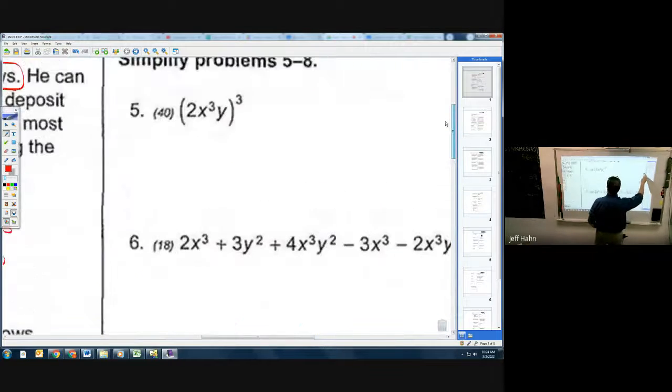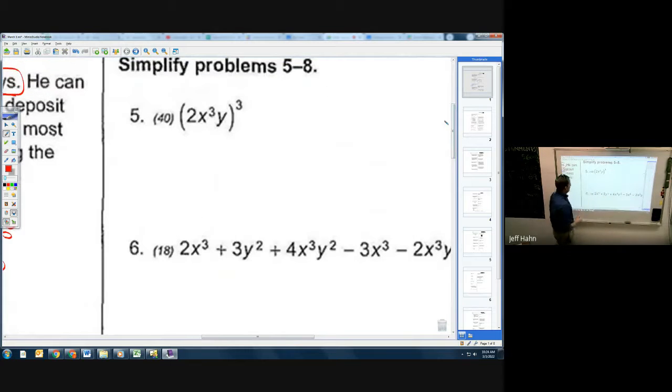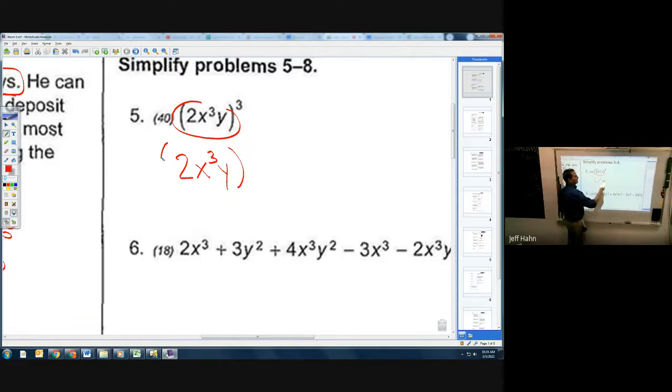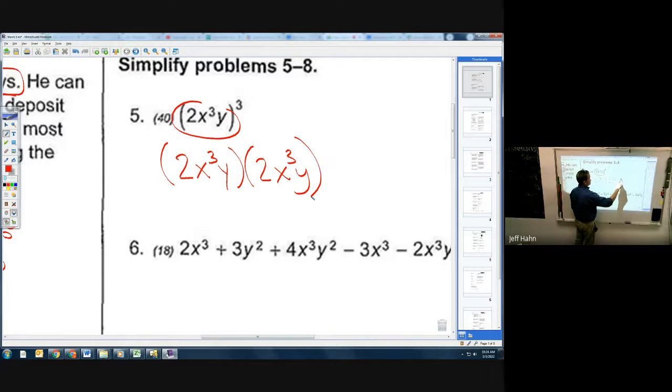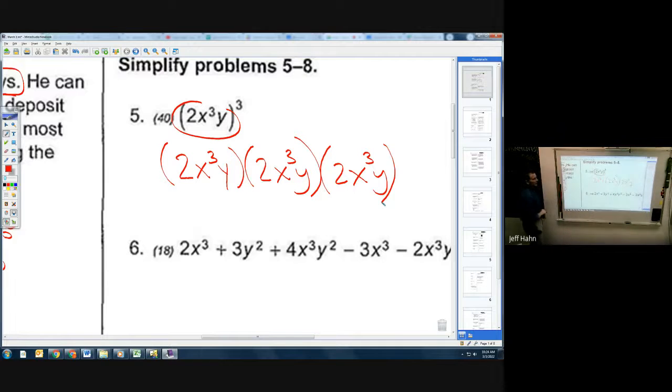Ladies and gentlemen, if this gives you trouble, I would just write it out. You have this third power. You're taking three of these times themselves: 2x cubed y times another 2x cubed y times another 2x cubed y. That's what 2x cubed y to the third power is. Then it's just a matter of figuring out how many x's and y's.